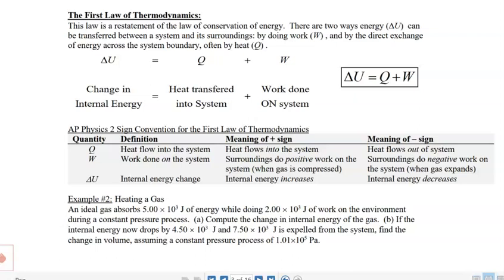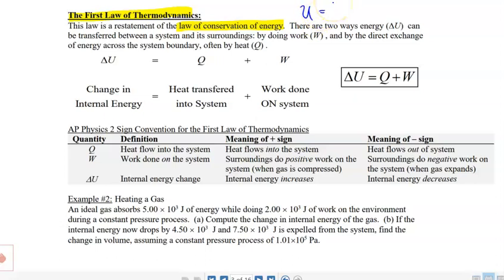Welcome to the first law of thermodynamics, and in this video we're going to be looking at example 2, but before I jump into that, maybe I'll do a little bit of discussion about the first law of thermodynamics. So really, to start off, I should state that the first law of thermodynamics is really just a law of conservation of energy.